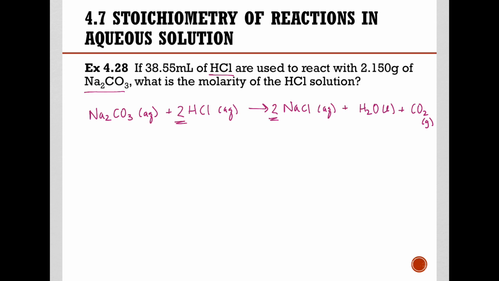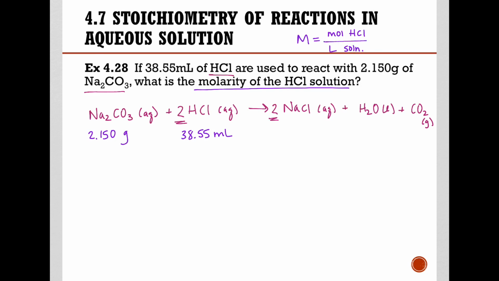So now that our reaction is complete, let's record the important info from the problem. It said that we have 38.55 milliliters of HCl, and that was reacting with 2.150 grams of the sodium carbonate. So it's asking what is the molarity of the HCl solution. Now remember that molarity is equal to moles per liter. Specifically, this would be moles of HCl per liters of solution.